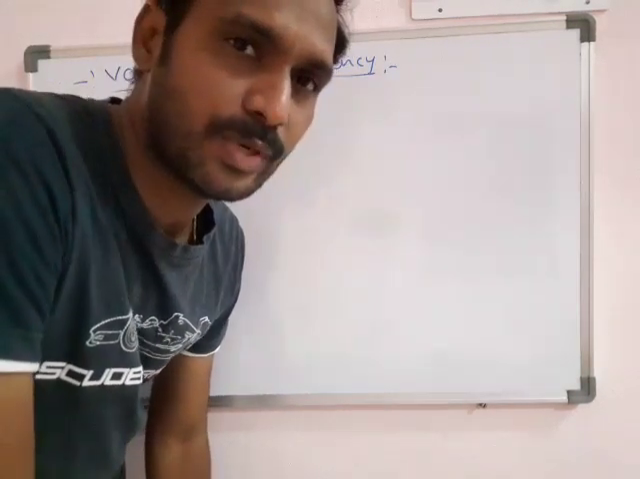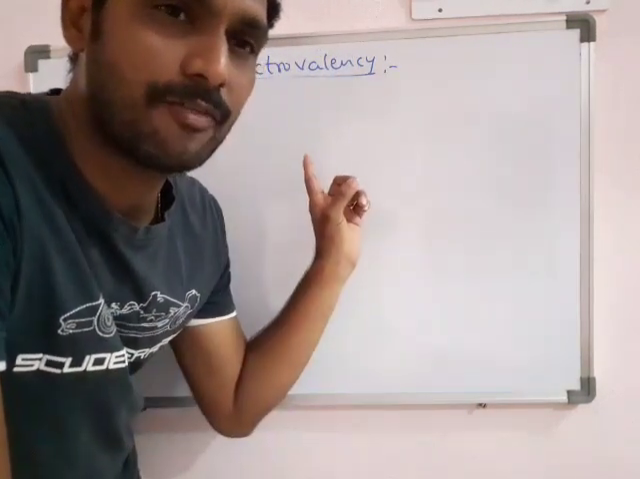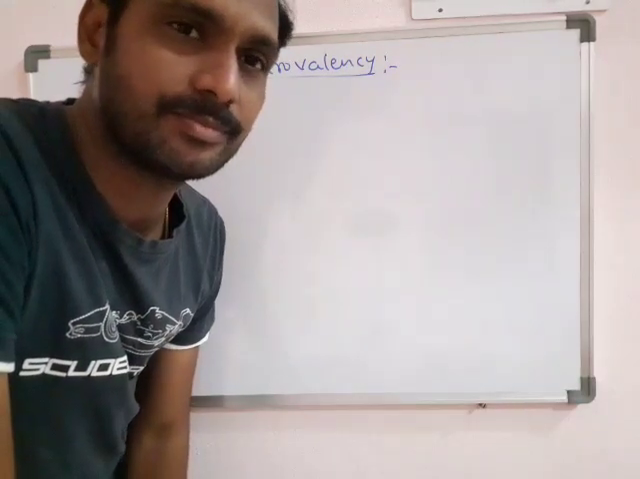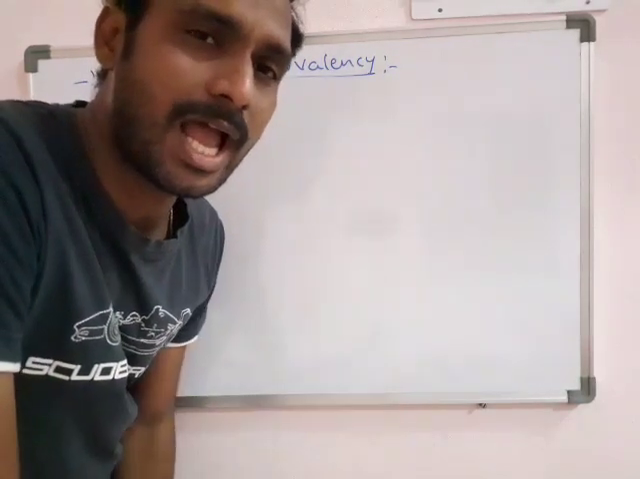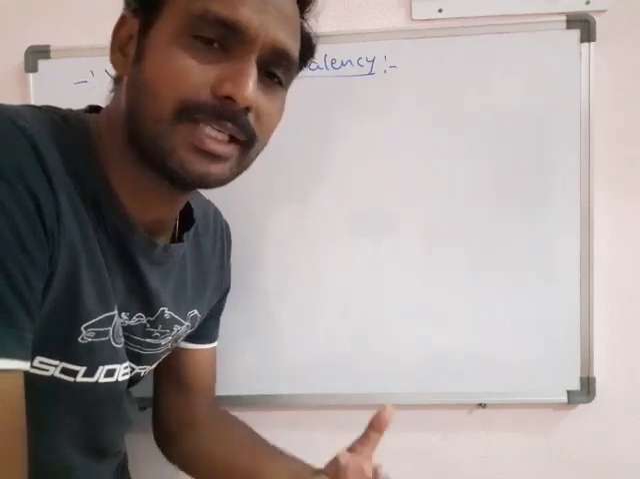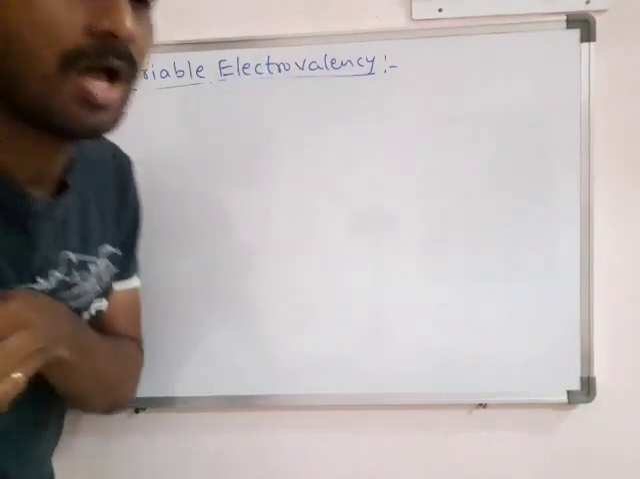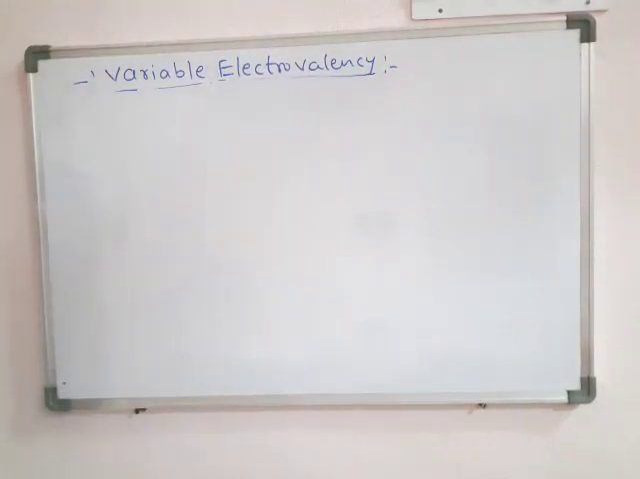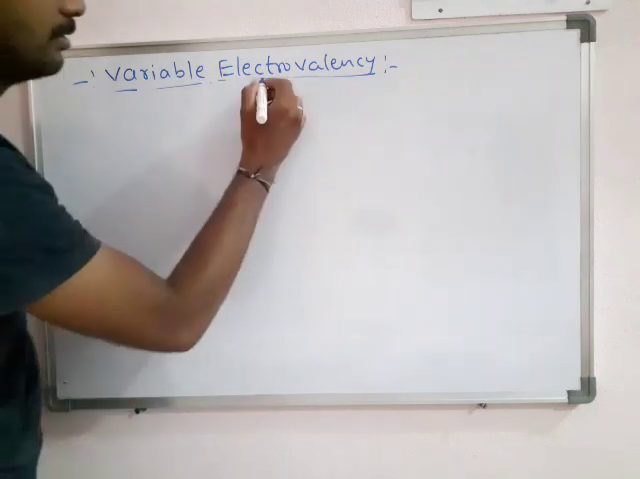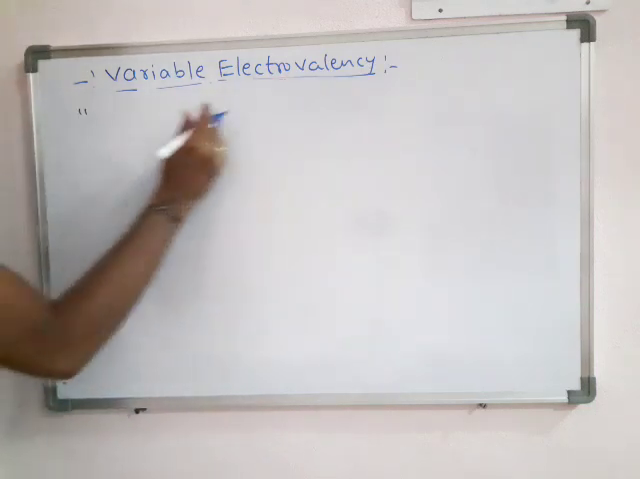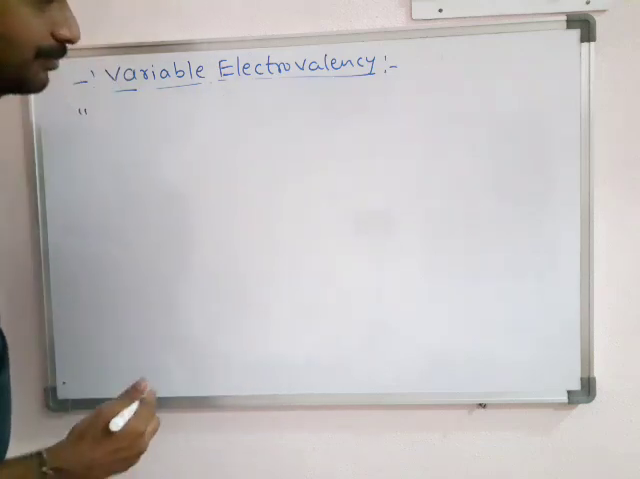Okay, today we discuss variable electrovalency, which is related to ionic bond formation, nothing but in ionic compounds. Already we know what is meant by electrovalency. In the formation of an ionic bond, we discussed the electrovalency of an ion in a compound. So again I am giving the definition for electrovalency.